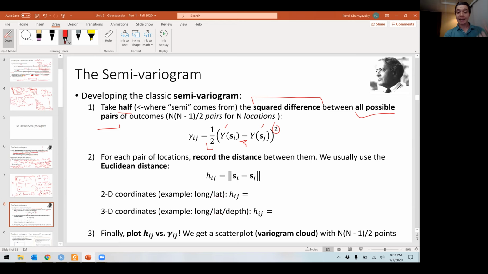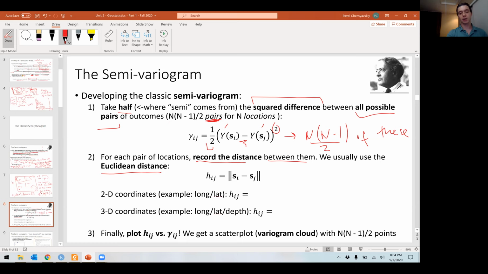For n locations, there are n times n minus 1 divided by 2 pairs. So we will have n times n minus 1 over 2 of these values: half the squared difference between all possible pairs of observation. Then, for each one of these, we will also record the distance between them. Most often, we will use the Euclidean distance. And this is the Euclidean norm.